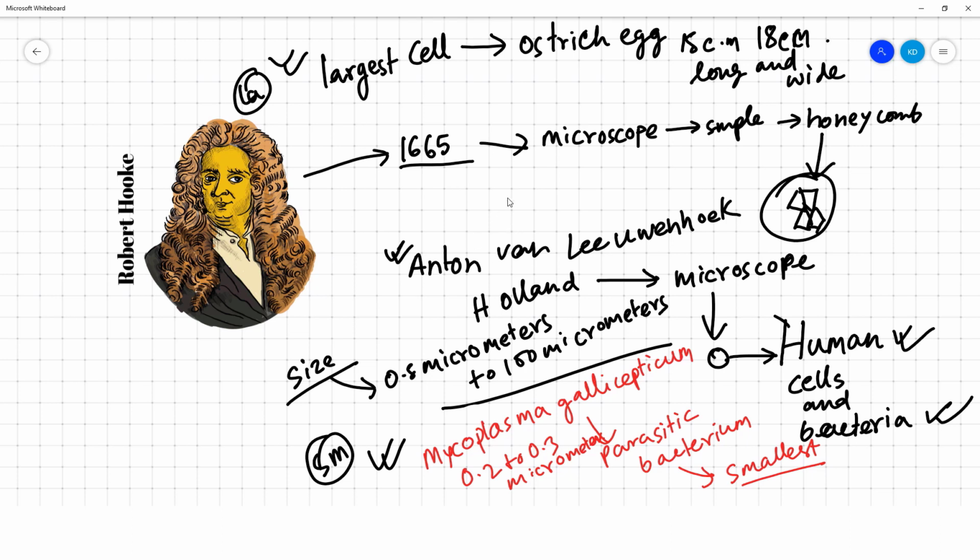RBC, red blood corpuscle, size is also found roughly at 5 micrometers. Always keep in mind, remember this point, it is also important.